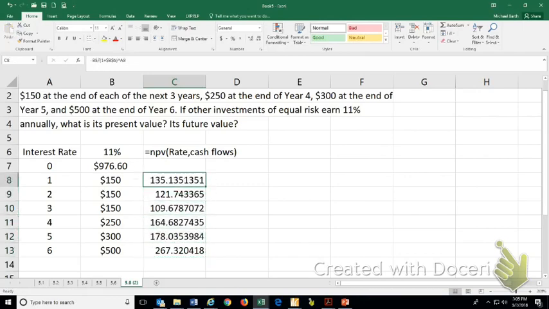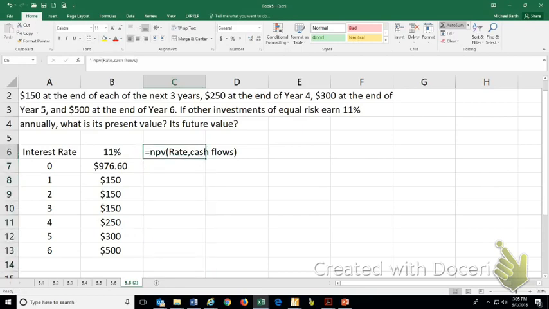Okay, so $150 a year from now is the same as $135 today. $150 2 years from now is $121 today. 3 years from now, it's worth the same as $109 today. And if I added all these together, I get the same answer, $976.60. Okay.